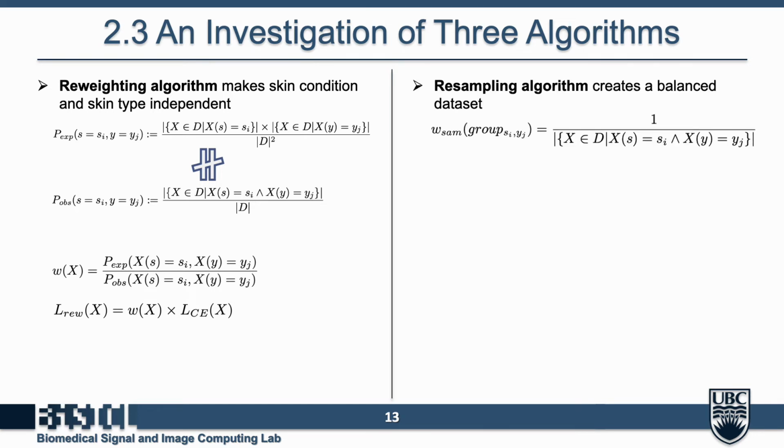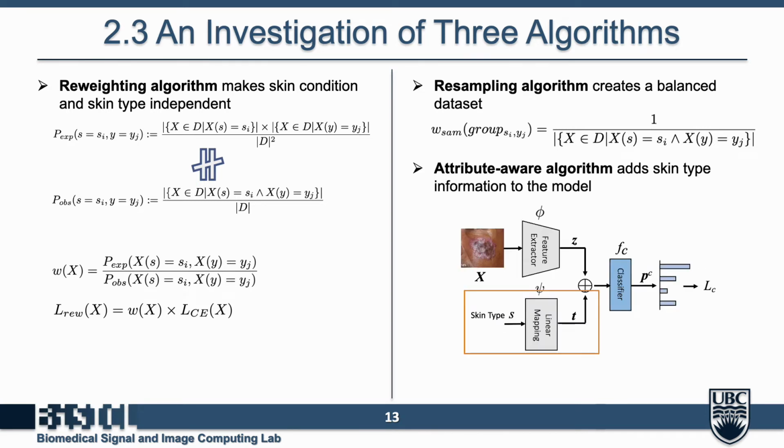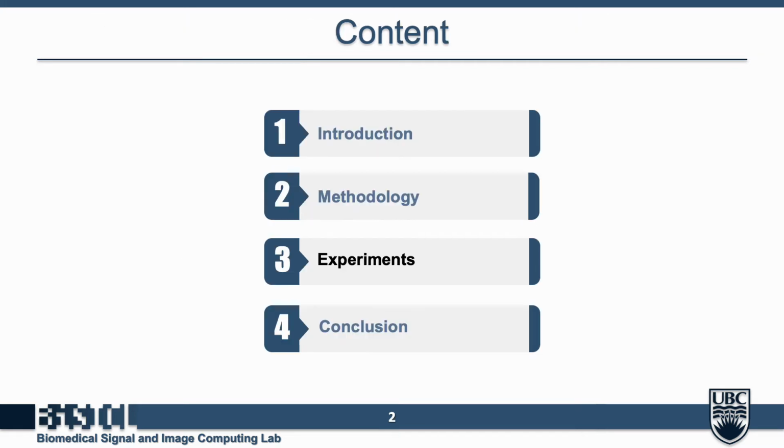Resampling algorithm considers samples in the same skin condition and type to be in the same group, and then oversamples minorities and undersamples majorities to create a balanced dataset. We set the sampling weight for each group as their inverse frequency. Attribute-aware algorithm tries to add skin type information to the model so that its prediction will not be dominated by major groups.